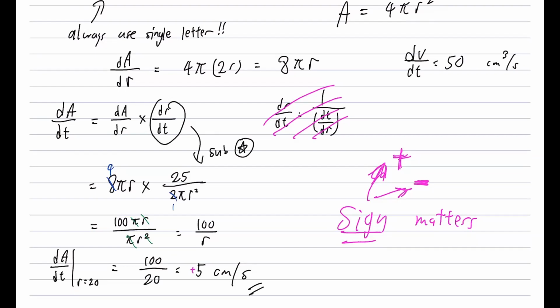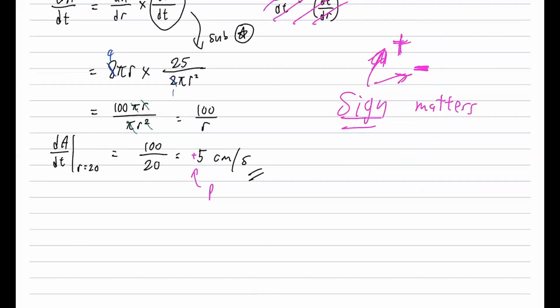What does it mean? Positive means it's increasing. You remember, I just went through it: a positive derivative means an increasing function. In other words, area is an increasing function with respect to time. If you draw a graph where the x-axis is time and the y-axis is area, the graph is increasing, at least at a constant rate when r equals 20. So when r equals 20, the area with respect to time will change at 5 cm per second.